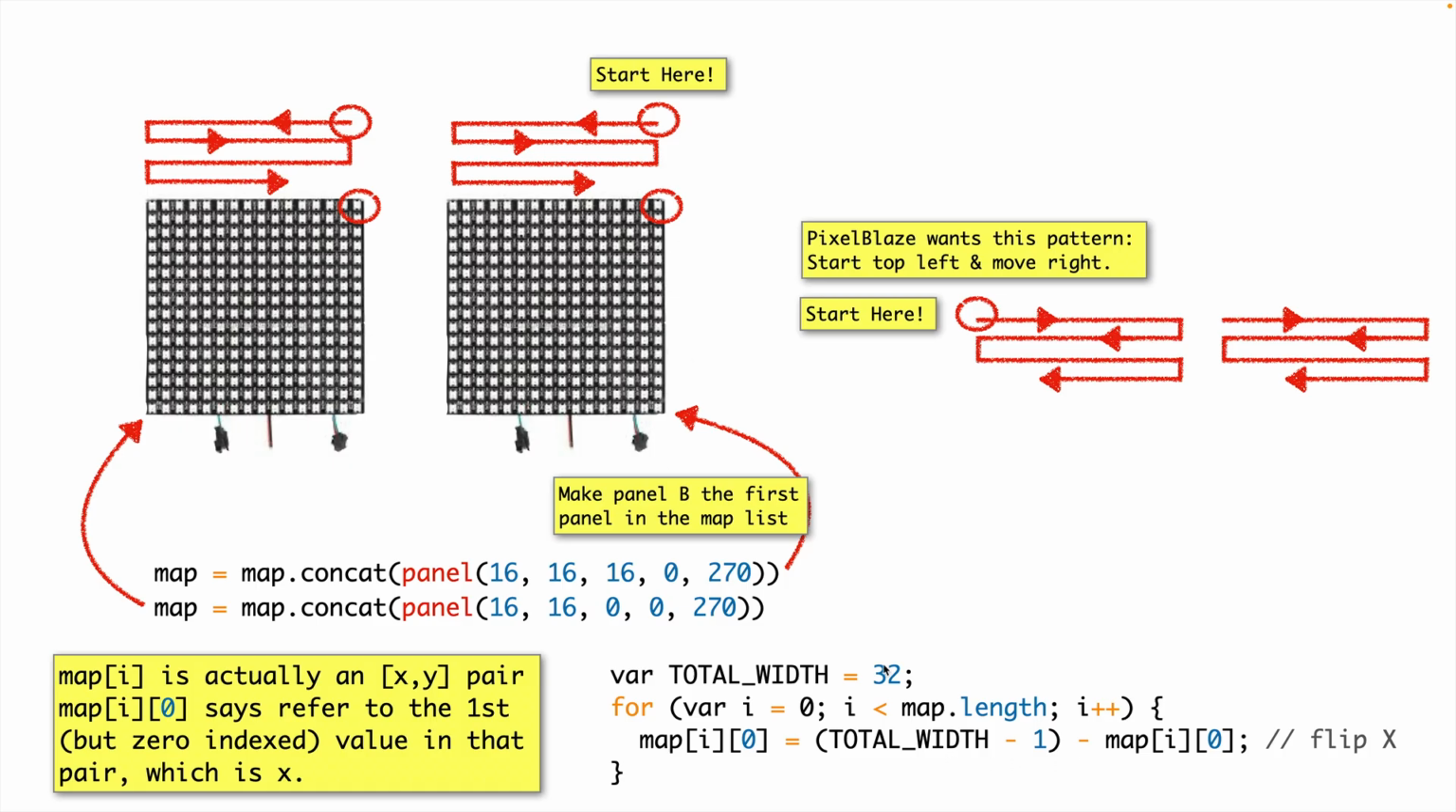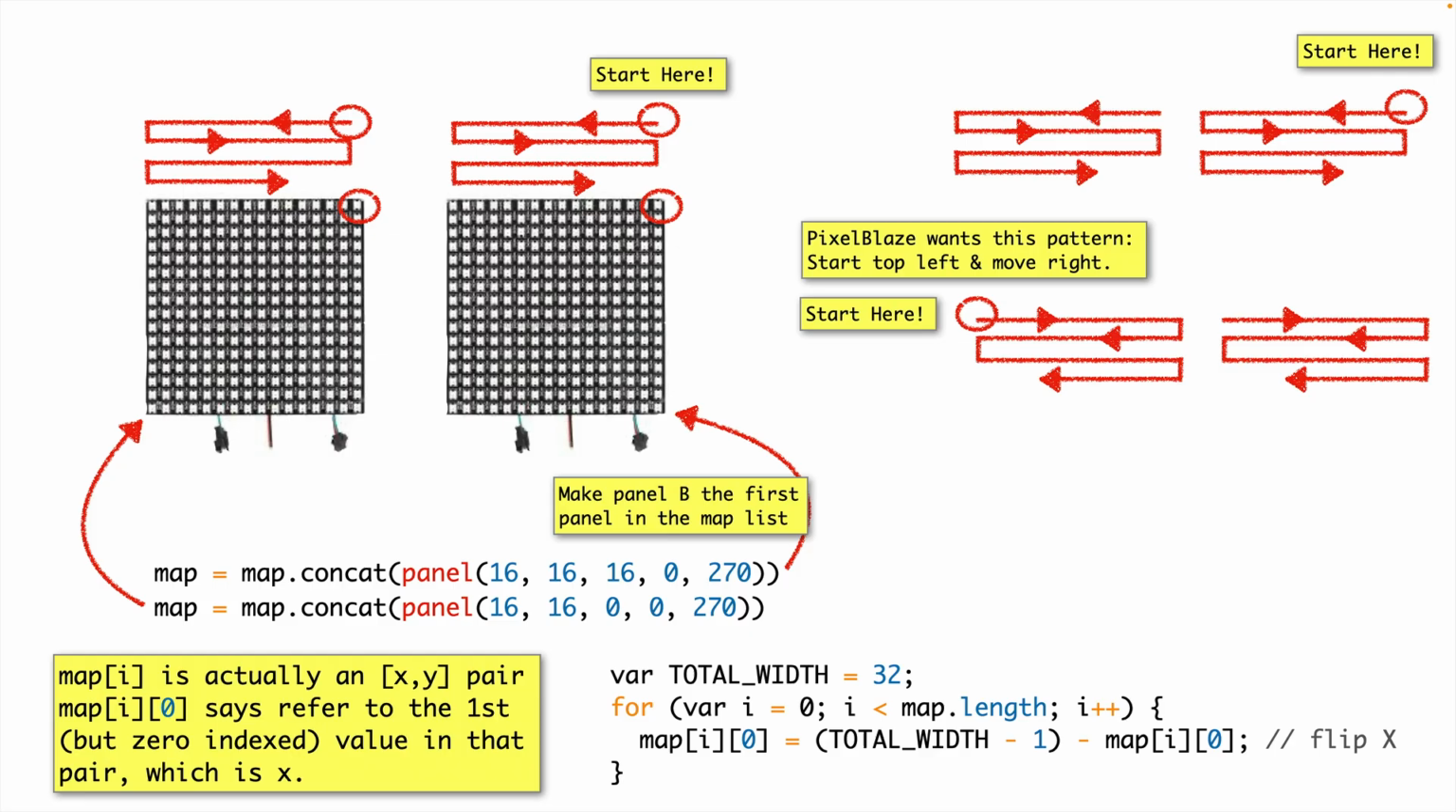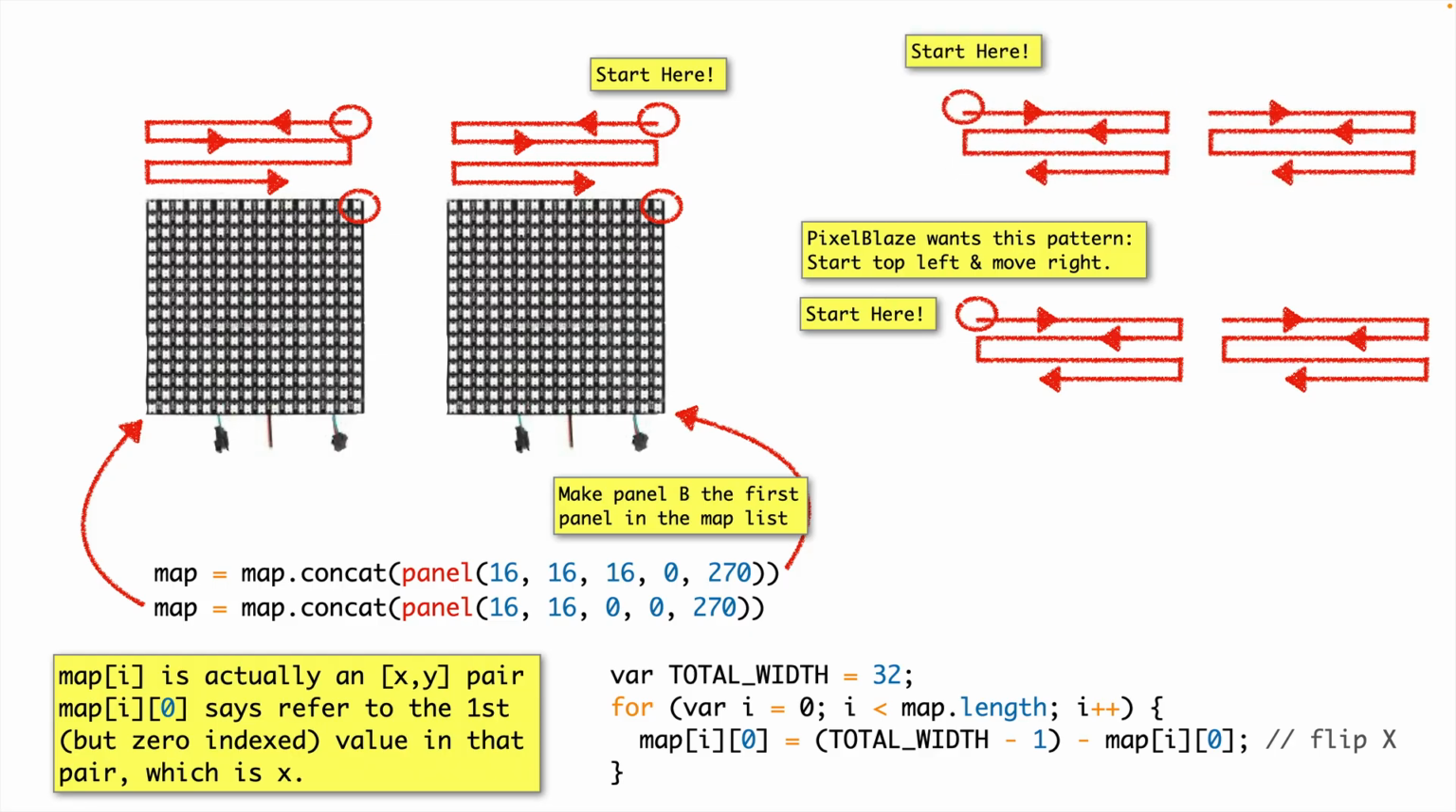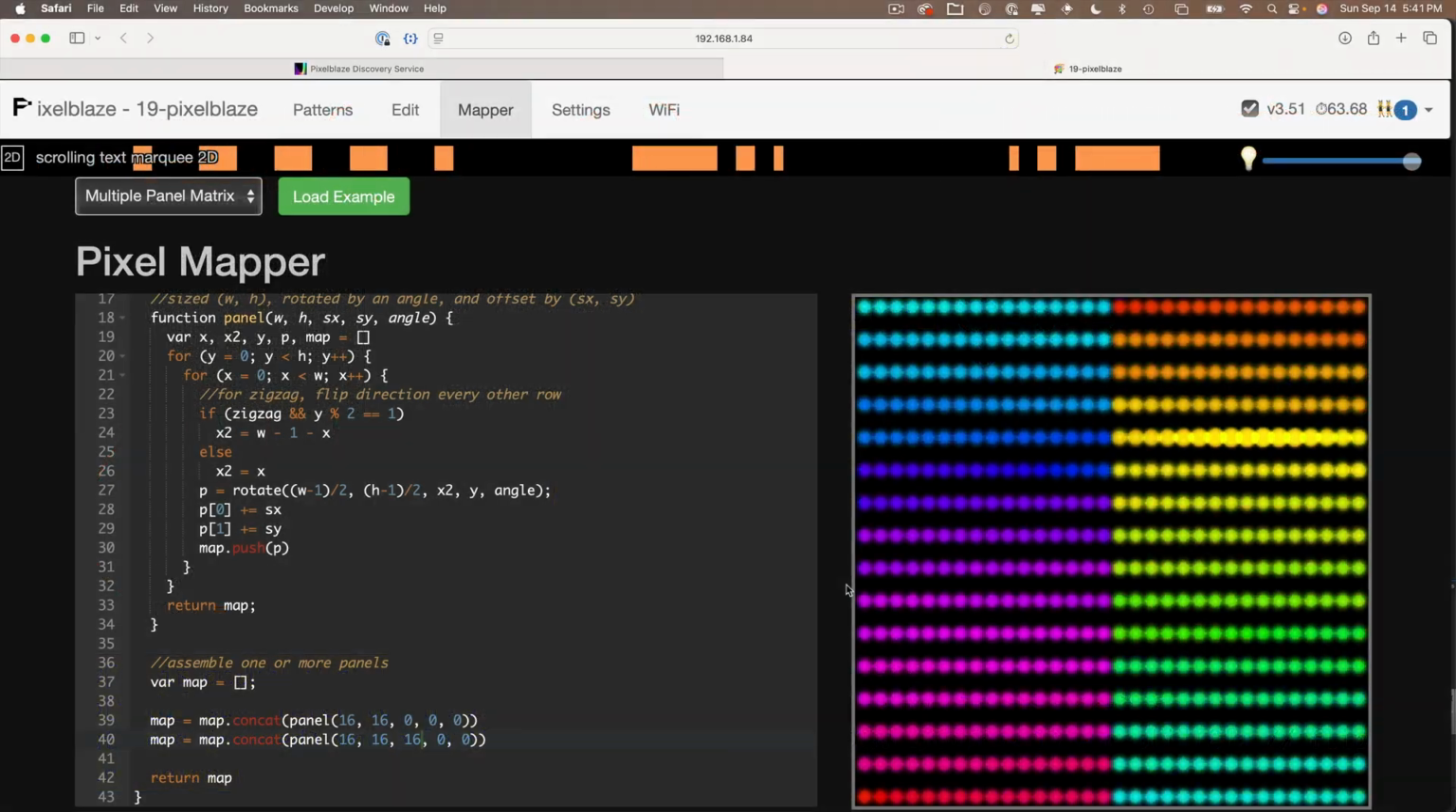So if we add this code to our map setup, our panel map that starts in the upper right of the second panel and moves left will be flipped over mirror style horizontally so that we start in the far left and zigzag to the right. That's what Pixelblaze wants. Woohoo! So now let's enter this code in our mapper and see if this works.